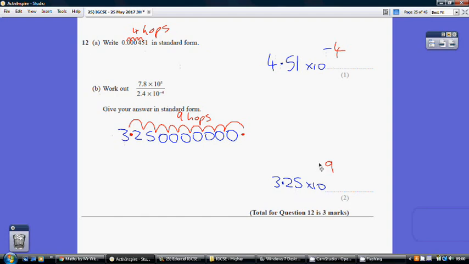The power is going to be positive now because we've got a large number. So the decimal point presently is right at the end, and it needs to move to between the 3 and the 2. In counting the hops, that is 9 hops. So 3.25 times 10 to the 9. And again, you can check the answer by just popping this in the calculator and pressing equals.